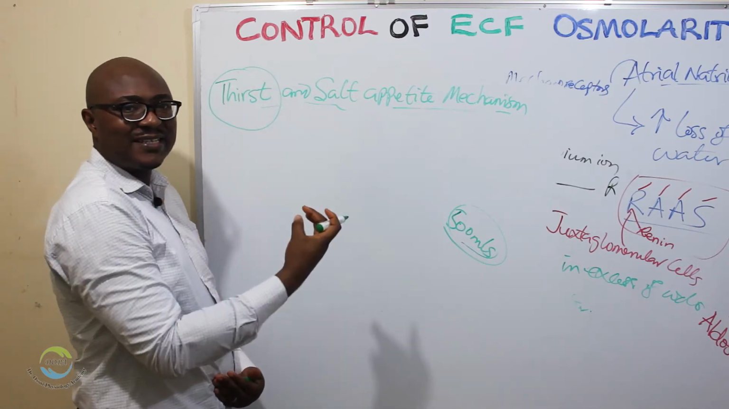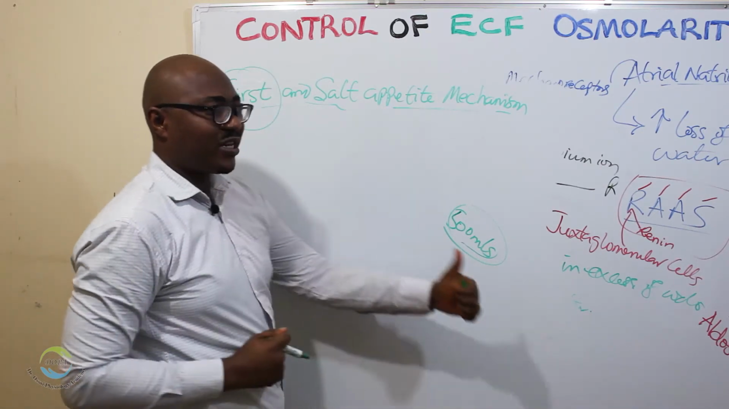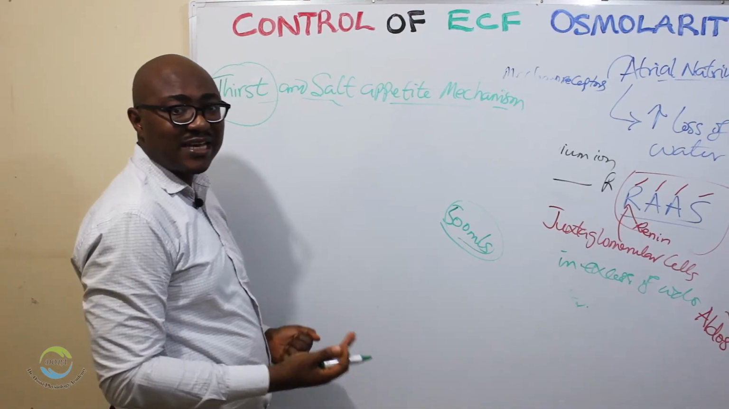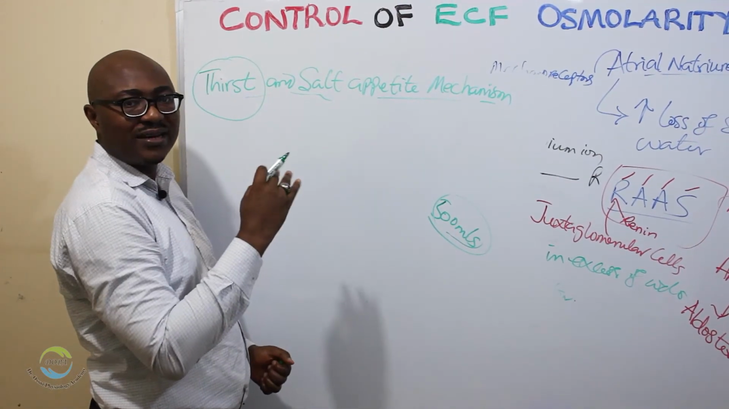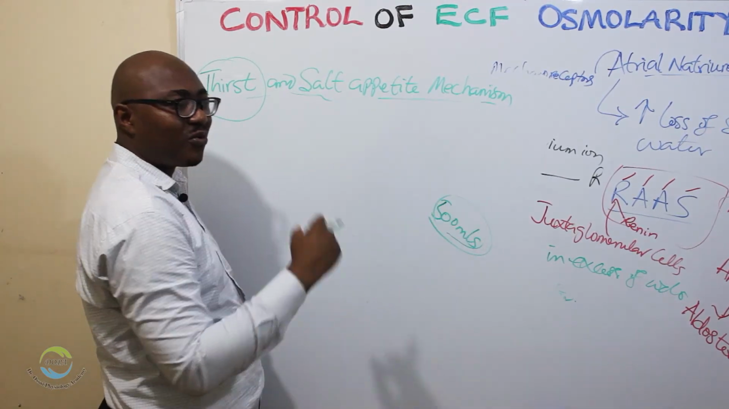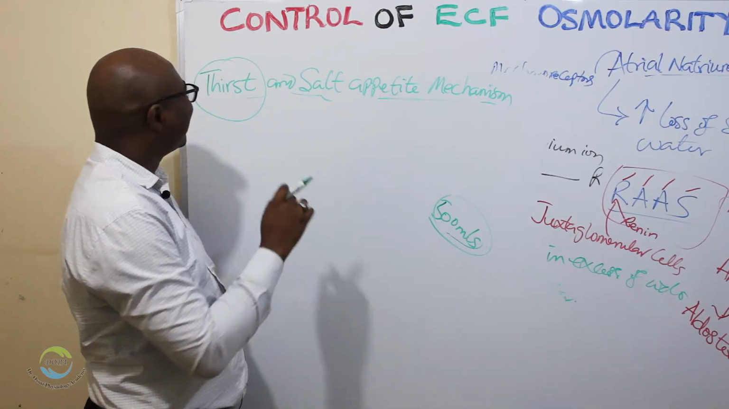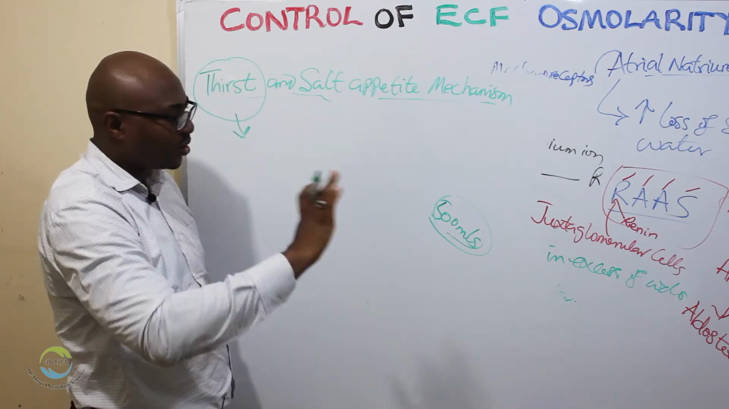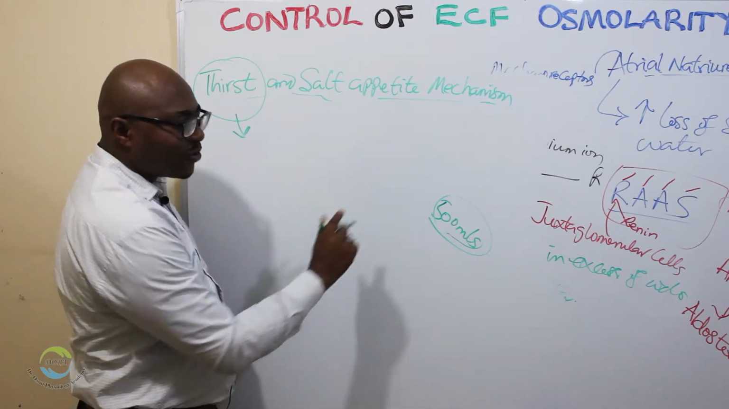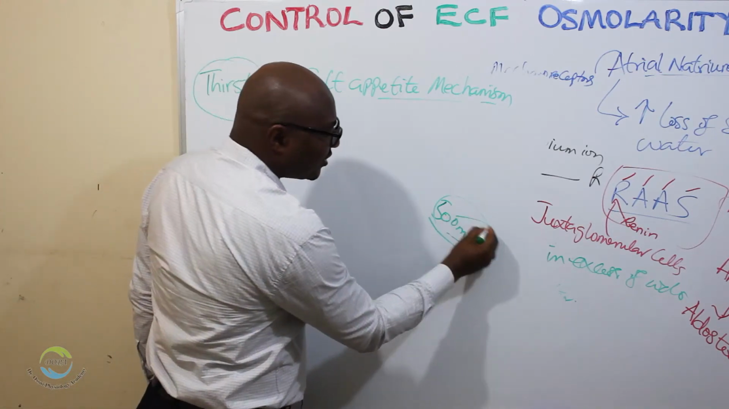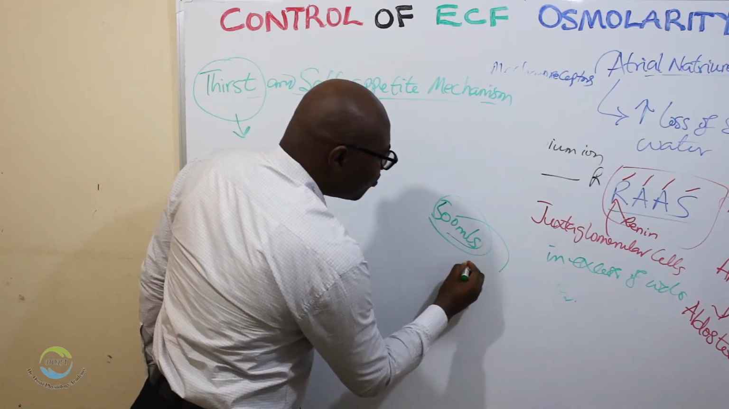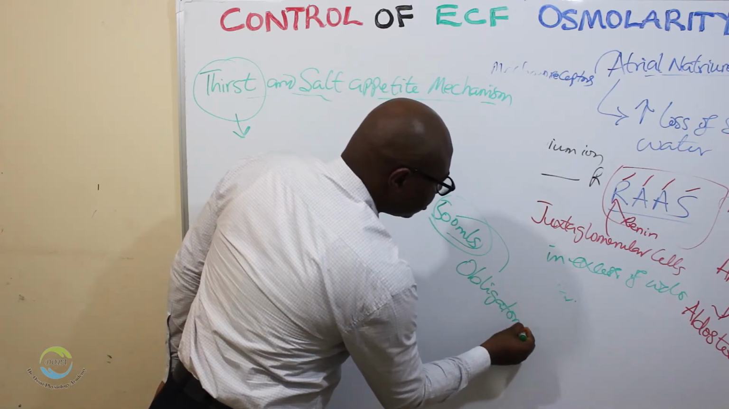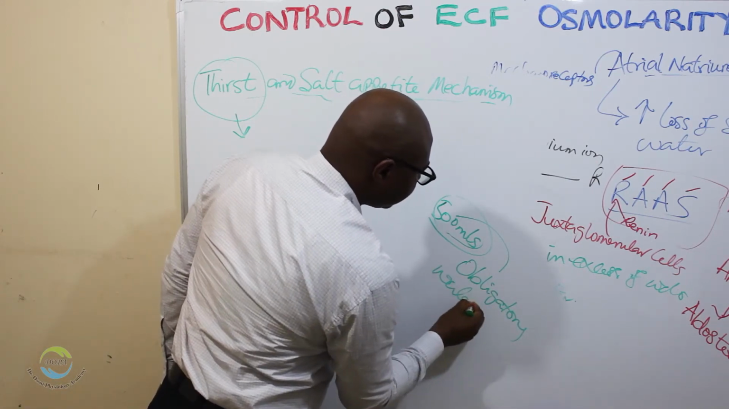When you are thirsty, you are looking for water. It makes you uncomfortable, except you take water alone. If you go and take Coke, the thirst will not be satisfied. What it needs is pure water. Okay? So just as a digression, this is called the obligatory water loss.